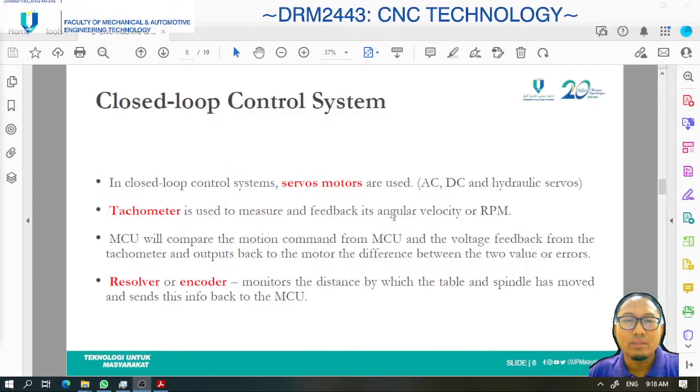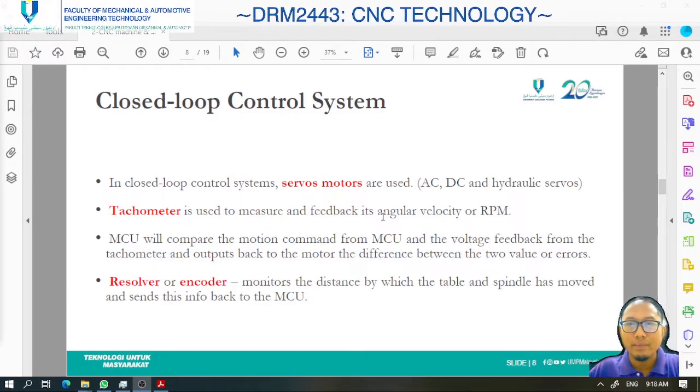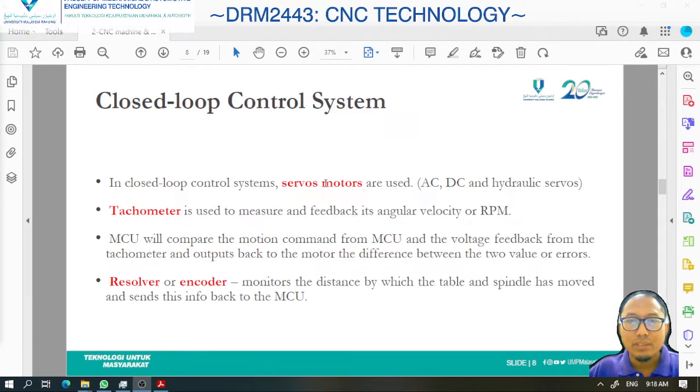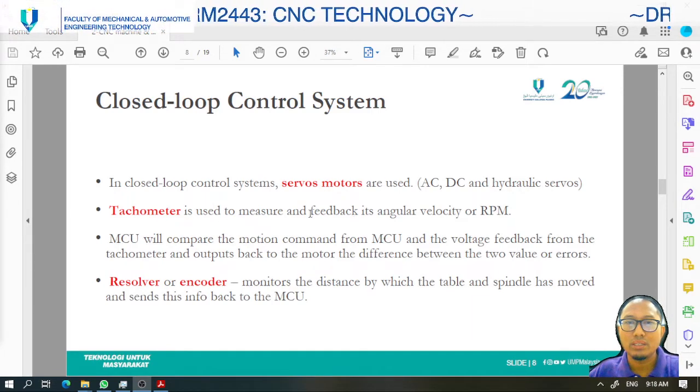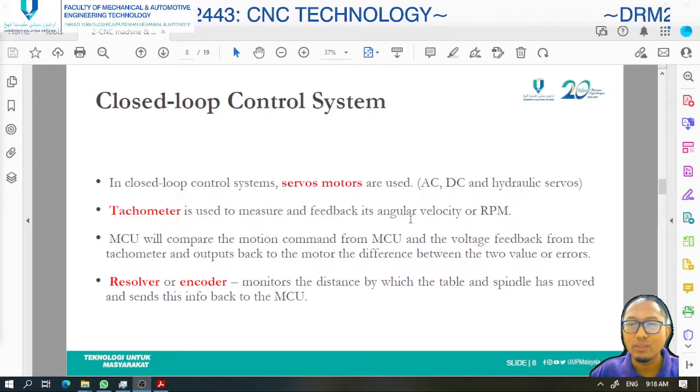Then we have a closed loop control system. In a closed loop control system, servo motors are used, and a tachometer is used to measure and feed back the angular velocity, or RPM.